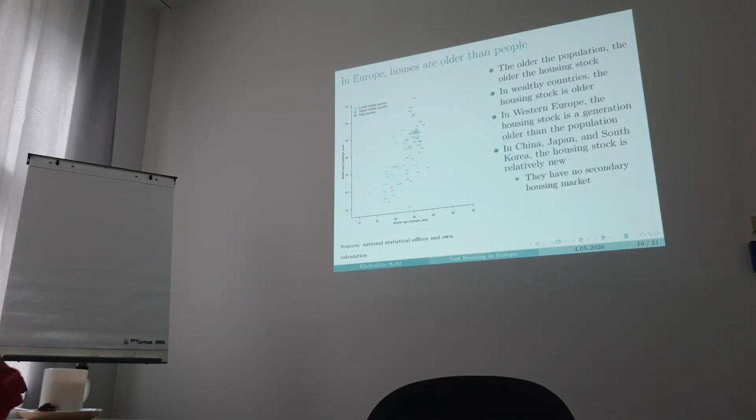But still you have here, for example, South Korea and Japan, that are rich countries, very old countries, with a relatively young housing stock. So their population is 45, 50 years old, while the housing stock is just 25 years old. Another interesting example is China, where the population is relatively old compared to the poor countries, but the housing stock is very young. In the case of China, I can explain it by a very active construction rate, which took place in the last 3 to 4 decades.